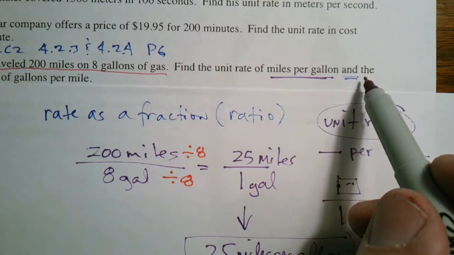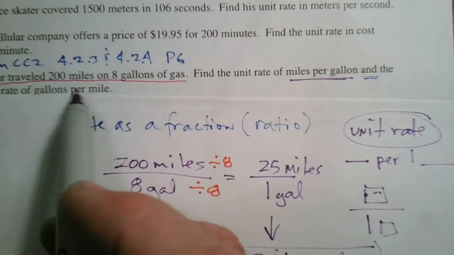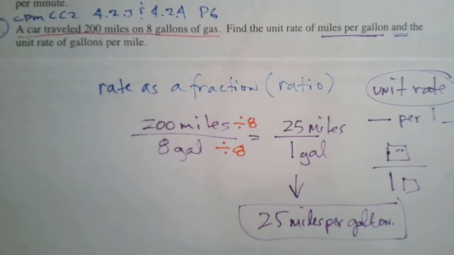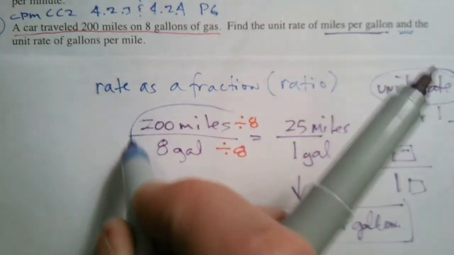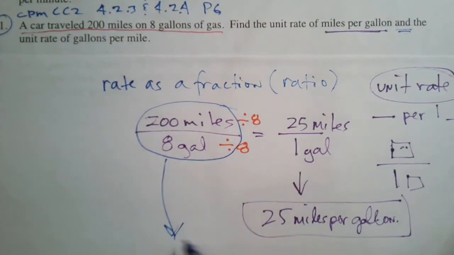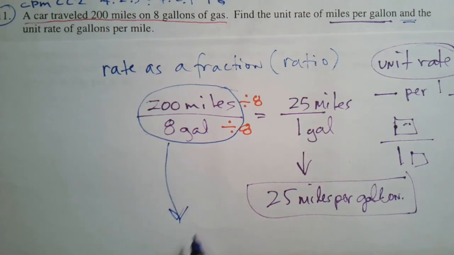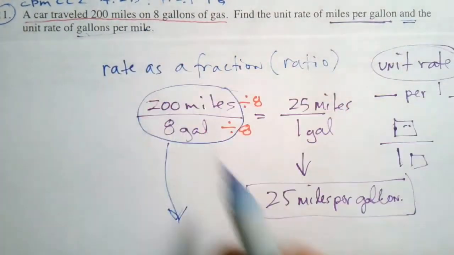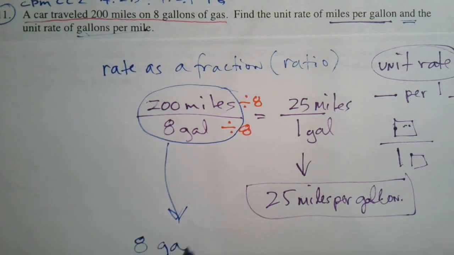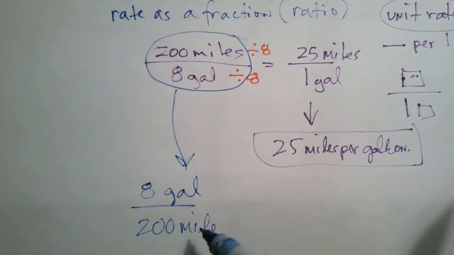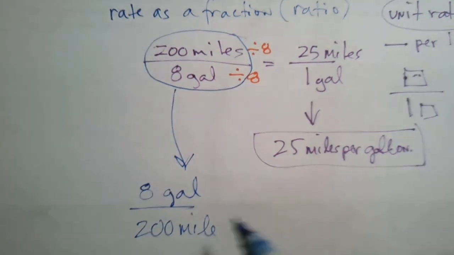Now, it also says I need to find the unit rate of gallons per mile. So wait a second. I have miles per gallon, but I want gallons per mile. So I need to now take this and flip it. It's a fraction. It's a rate. So I need my rate not to be miles over gallons. I need my rate to be gallons over miles, because that's what I want. I want gallons per mile. So I'm going to rewrite it as 8 gallons for 200 miles. So that is the setup this time, because I need it to be gallons per mile. Before I had miles per gallon, now I need gallons per mile. So that's my new rate.